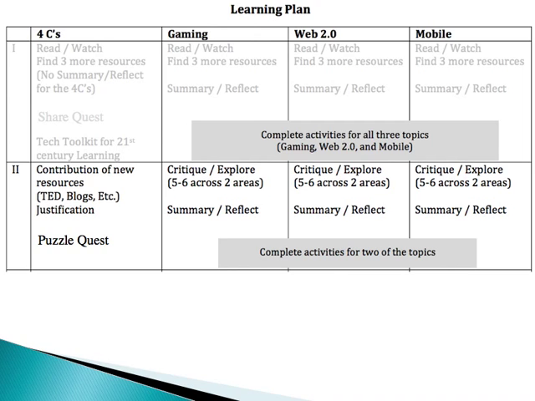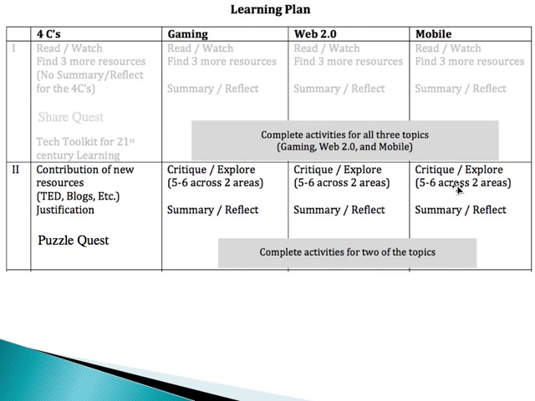Before I explain the tasks, I'm going to move through the learning plan and show you. When you move to level 2, there'll be some new things to do for the 4 C's, as well as for those specific trends in educational technology. Except this time, instead of completing it for all 3 trends, you complete it for 2 of the topics. So let's say you're really interested in educational gaming and then mobile technology in the classroom. So you pick those 2 categories. What do you do? Well, in gaming, you critique and explore educational games. I want 5 to 6 critiques across 2 different areas. So that would be 3 in gaming and then 3 in mobile.